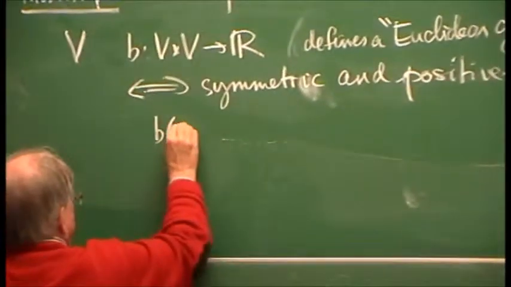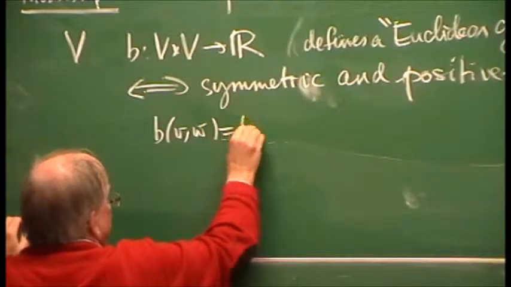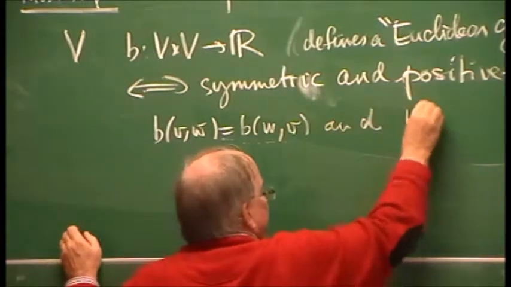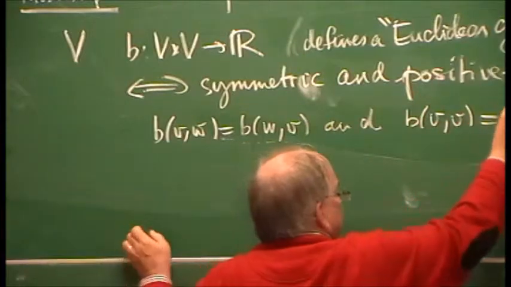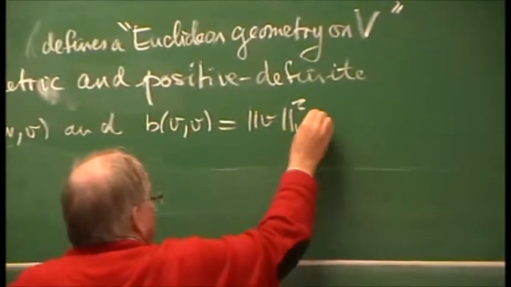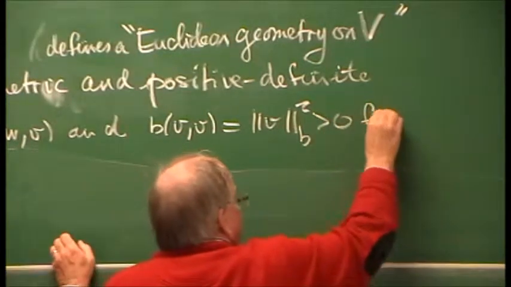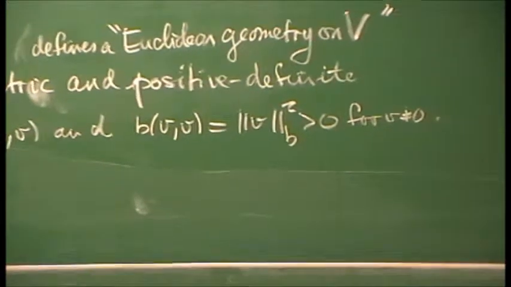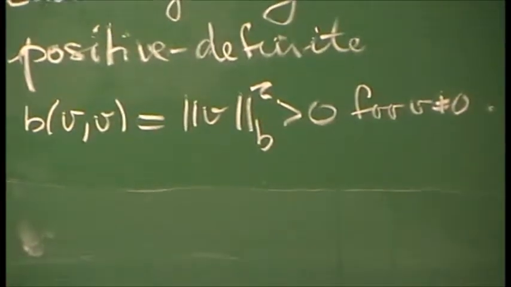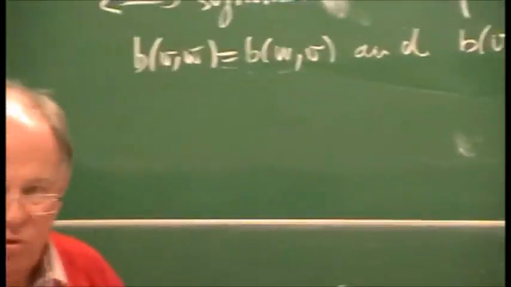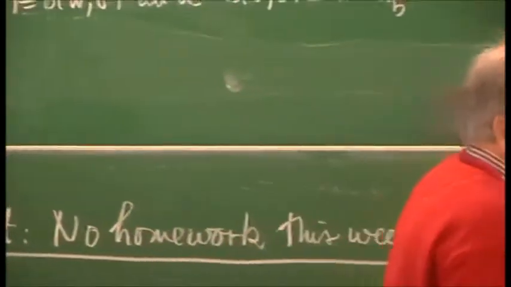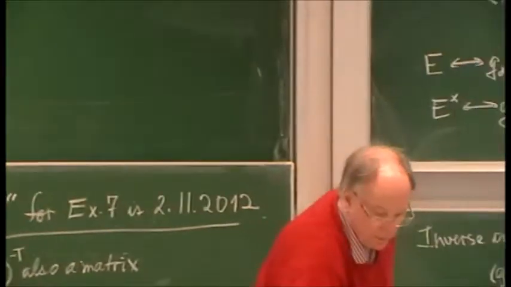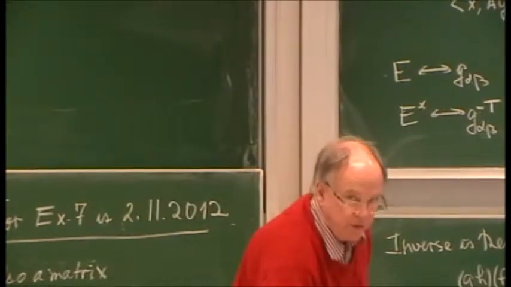So B of v,w is equal to B of w,v. And B of v,v, the norm, which I will always call the B norm of v squared, is positive for v not 0. As you know from your elementary classes, this defines a standard distance function, and this distance function will have Euclidean properties. Okay. That's what's going on in the vector space.